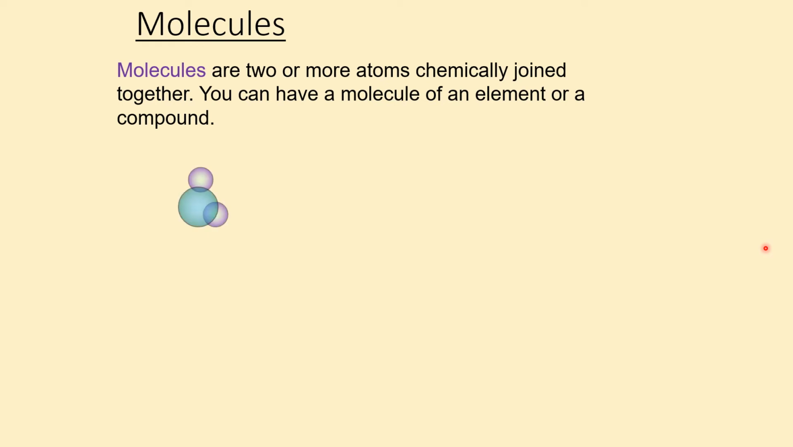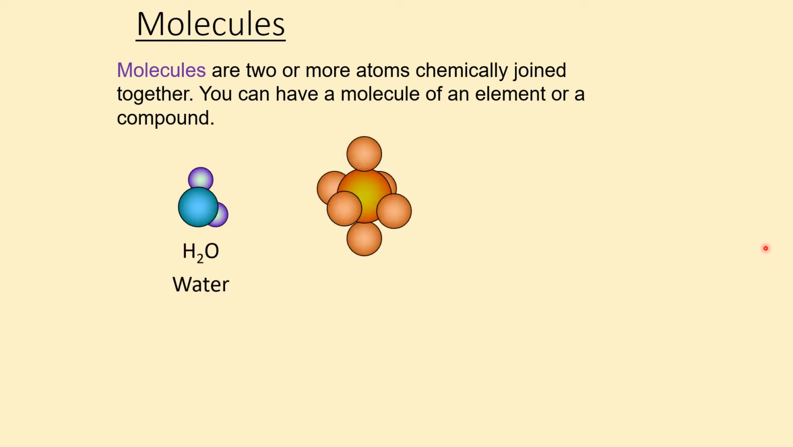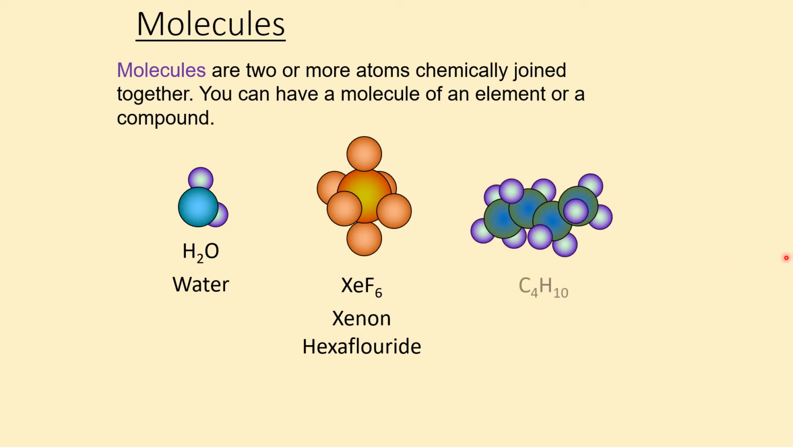Let's have a look at some other compounds. So this is water again, different colour coding, but it's still water. This one is xenon hexafluoride, so we've got 1 xenon atom and 6 fluorine atoms to make xenon hexafluoride. And here we've got a compound called butane. We've got 4 carbons, 1, 2, 3, 4, and we've got 10 purple hydrogens joined onto those 4 carbons around the outside. This is probably an unfamiliar name, but you will become familiar with this in year 9 or 10, so this is a little preview.